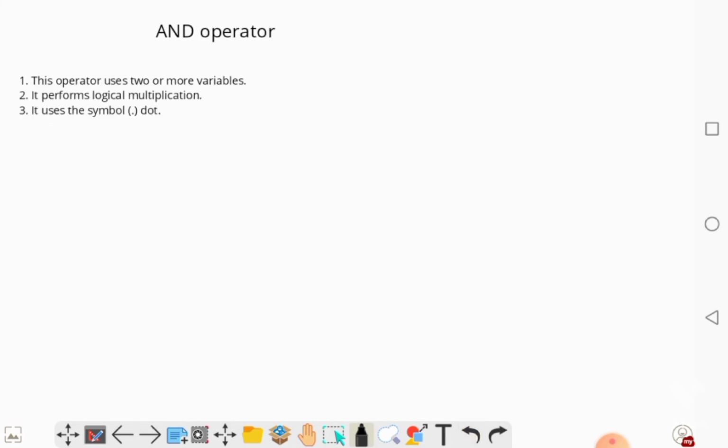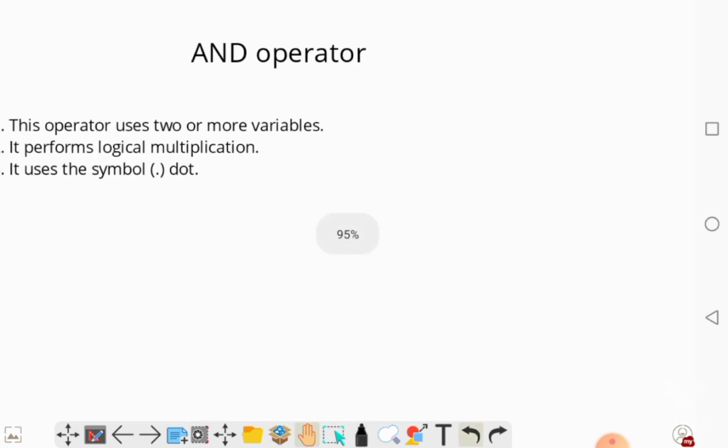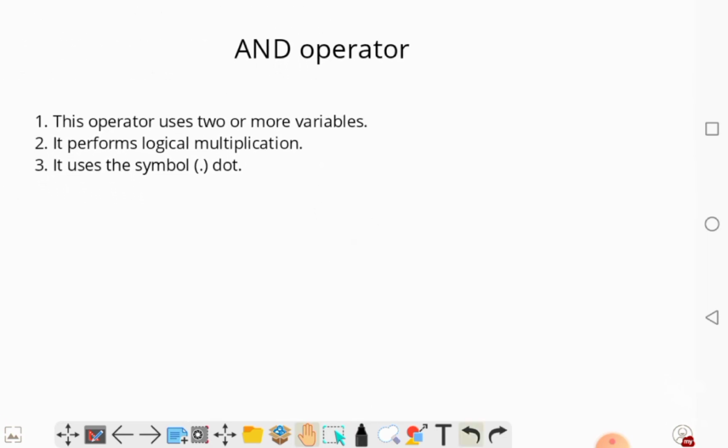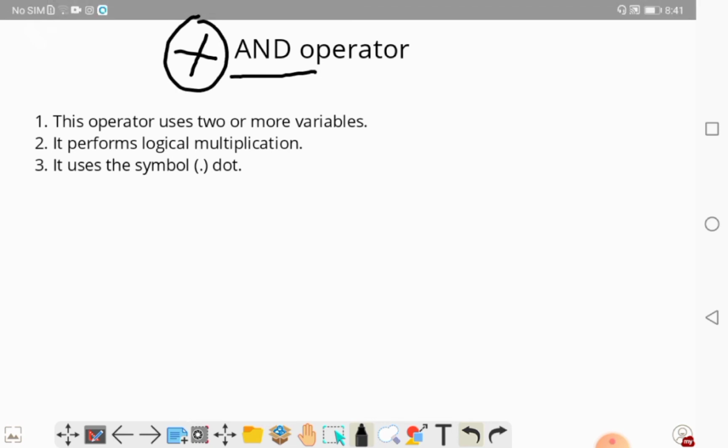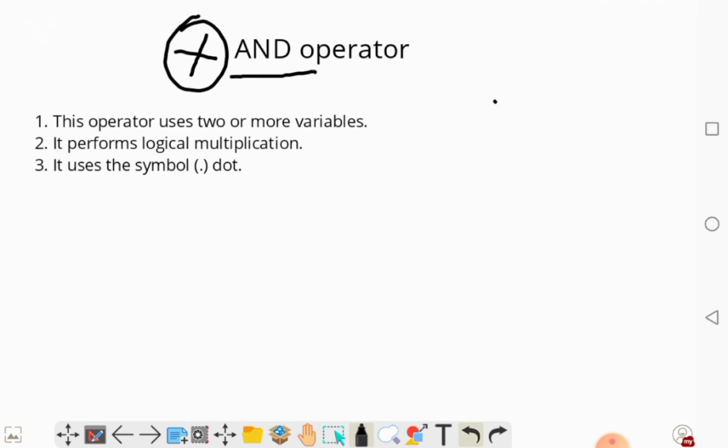The next operator we have is the AND operator. What is the AND operator? AND means it performs the multiplication. This operator uses two or more variables. I told you, AND means it performs the logical multiplication. If you are performing the multiplication, then it is an AND operator. If you want to perform multiplication, at least we need two values.